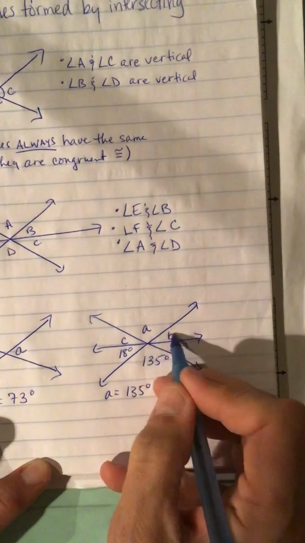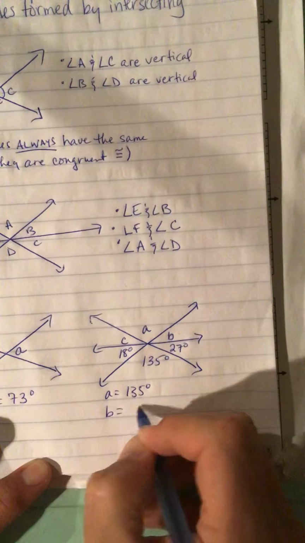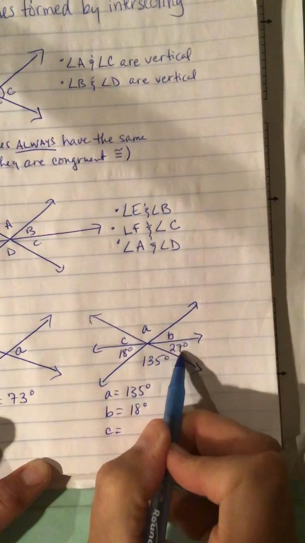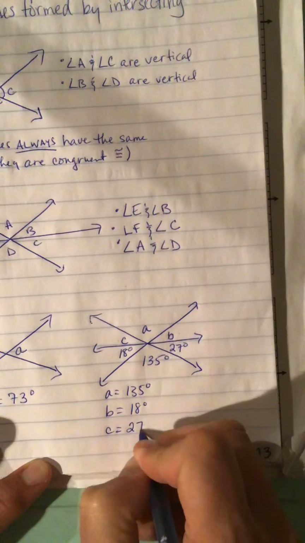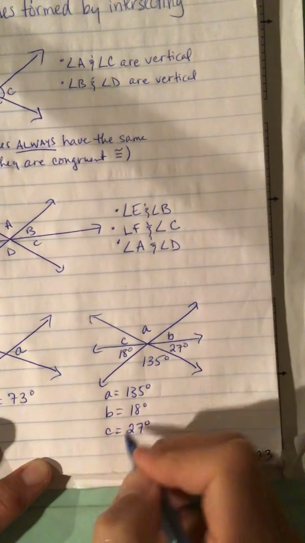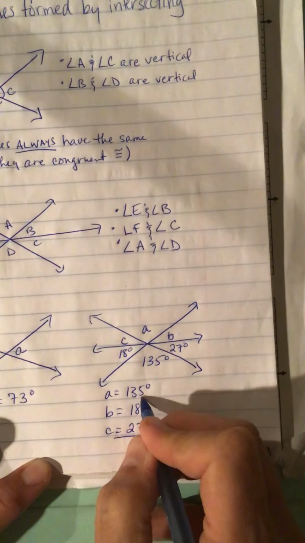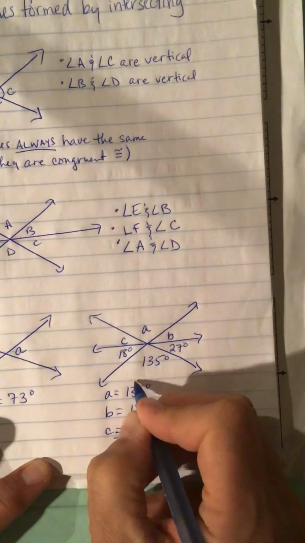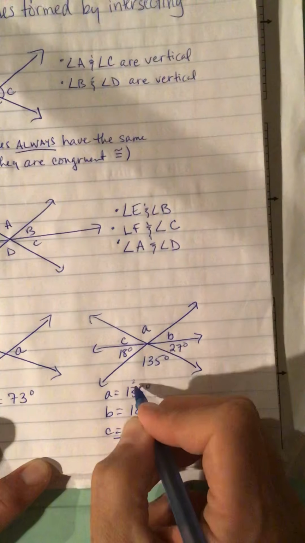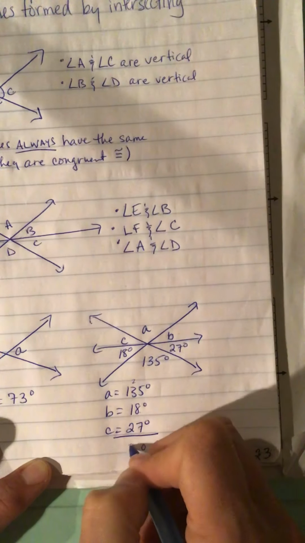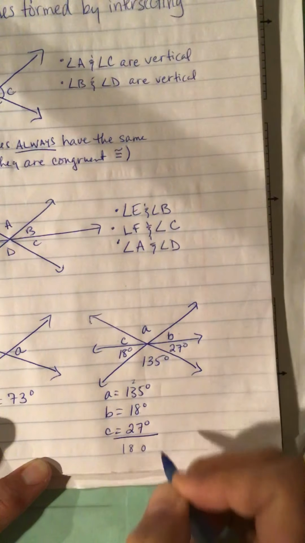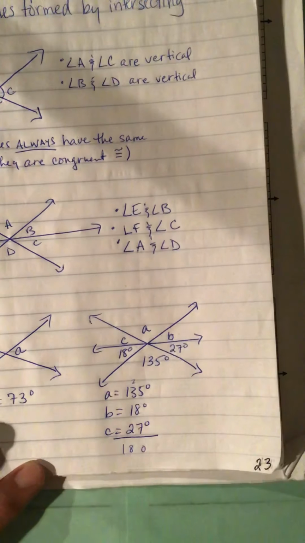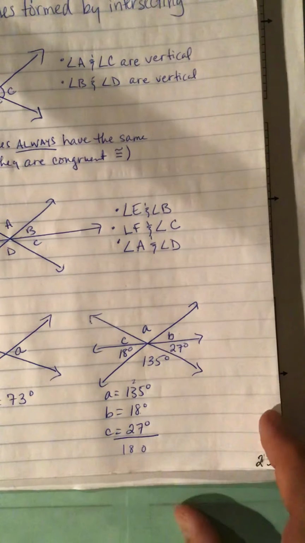B is vertical right here, so we know that B has to be 18 degrees, which means C would be vertical over here, which is 27 degrees. And if you double check, I made this happen on purpose. 27 plus 135 is 162, 162 plus 18 is 180. These three angles make up 180 degrees because there's a straight angle. So that has to happen as well.